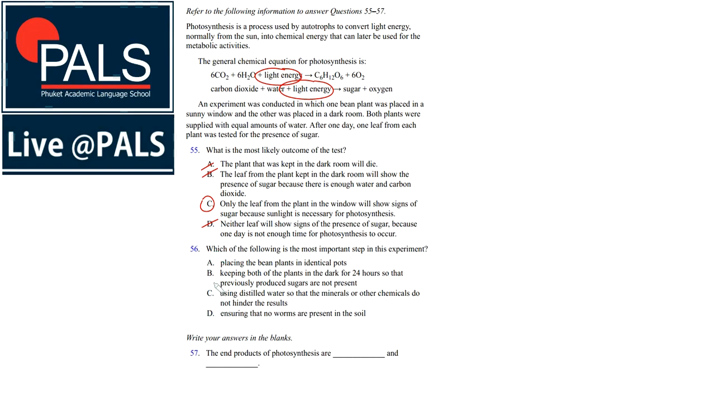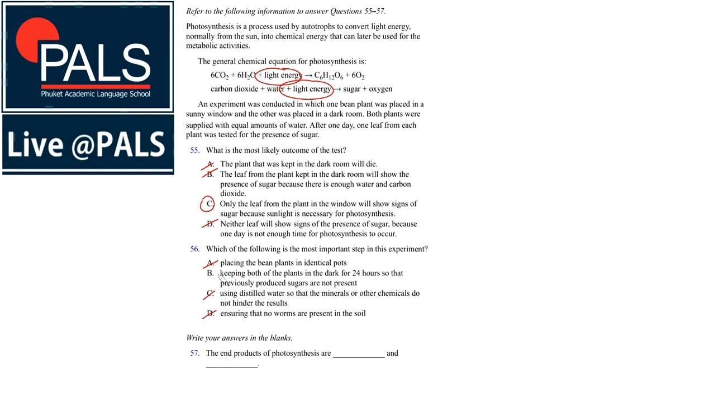As long as we keep conditions the same for both plants, it doesn't really matter. So identical pots is important, yes, but not that important, because we're investigating whether the plant does photosynthesis or not. Using distilled water or normal water doesn't really matter. Ensuring that no worms are present in the soil: worms could be present in the soil, and will not have a big effect.